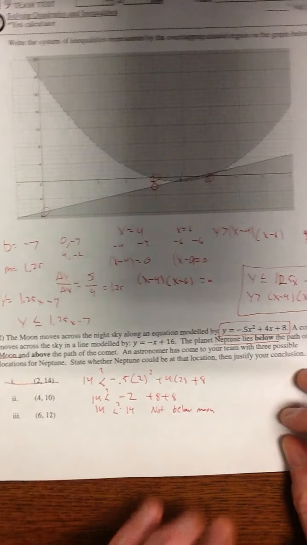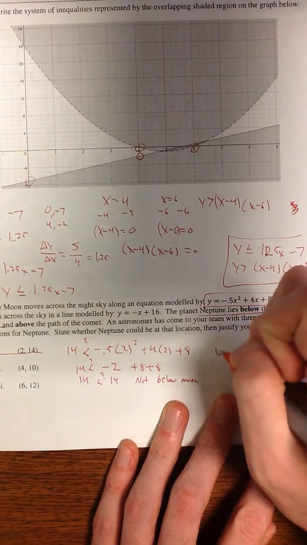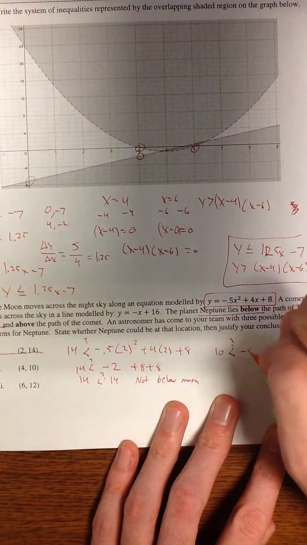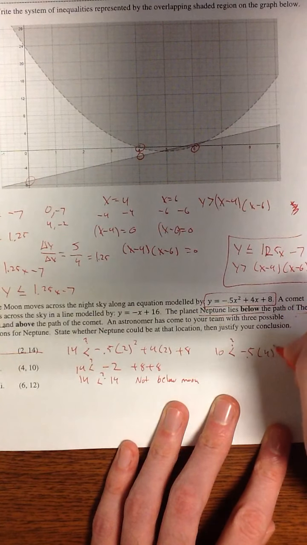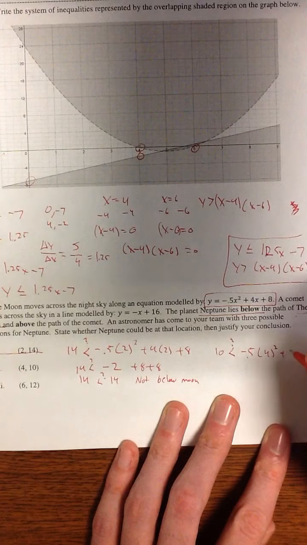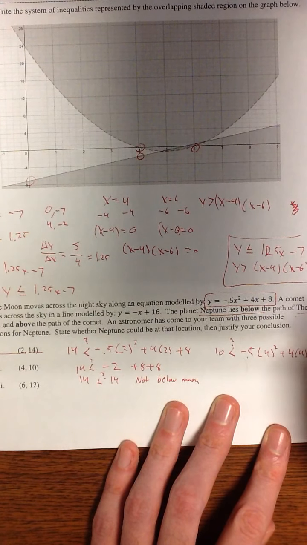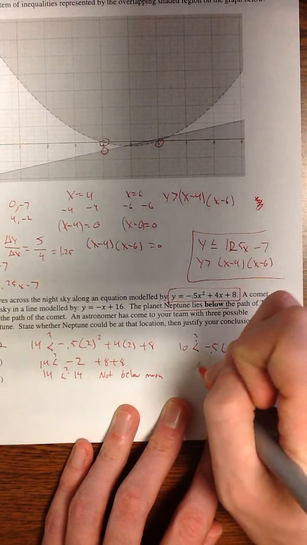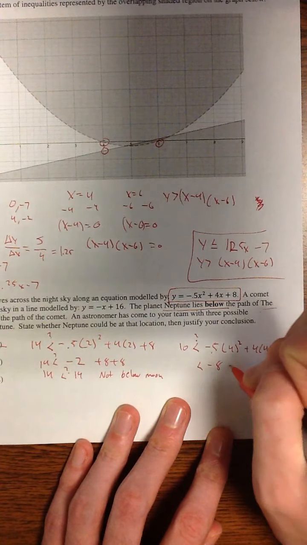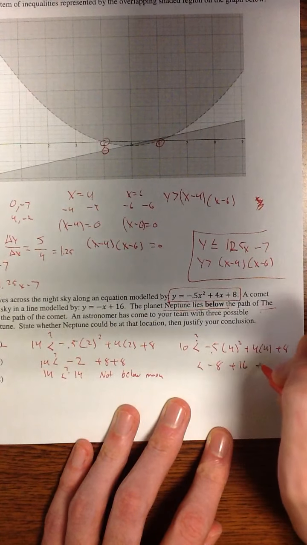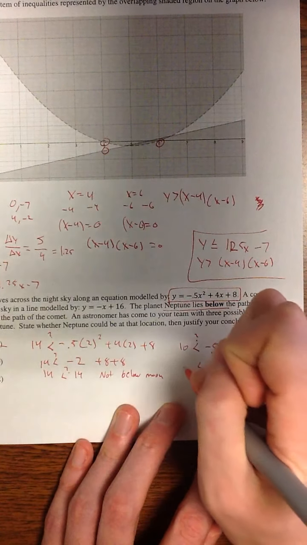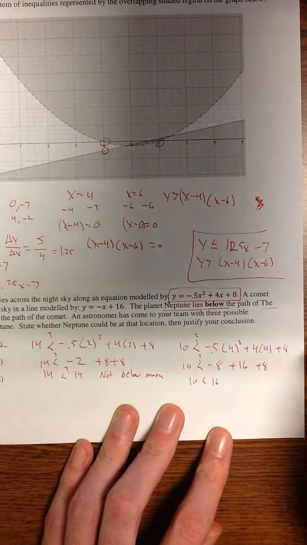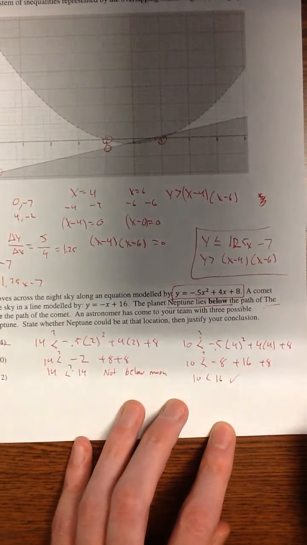So we'll try the same thing with the second point. We'll ask, is 10 less than negative 0.5 times 4 squared, plus 4 times 4, plus 8? Well, 4 squared is 16, so that gives me a negative 8. 4 times 4 is positive 16, and that's just a regular 8. Those two will become 0. So we're asking, is 10 less than 16? Yeah, that works out. So far so good, so that one's still in the mix.